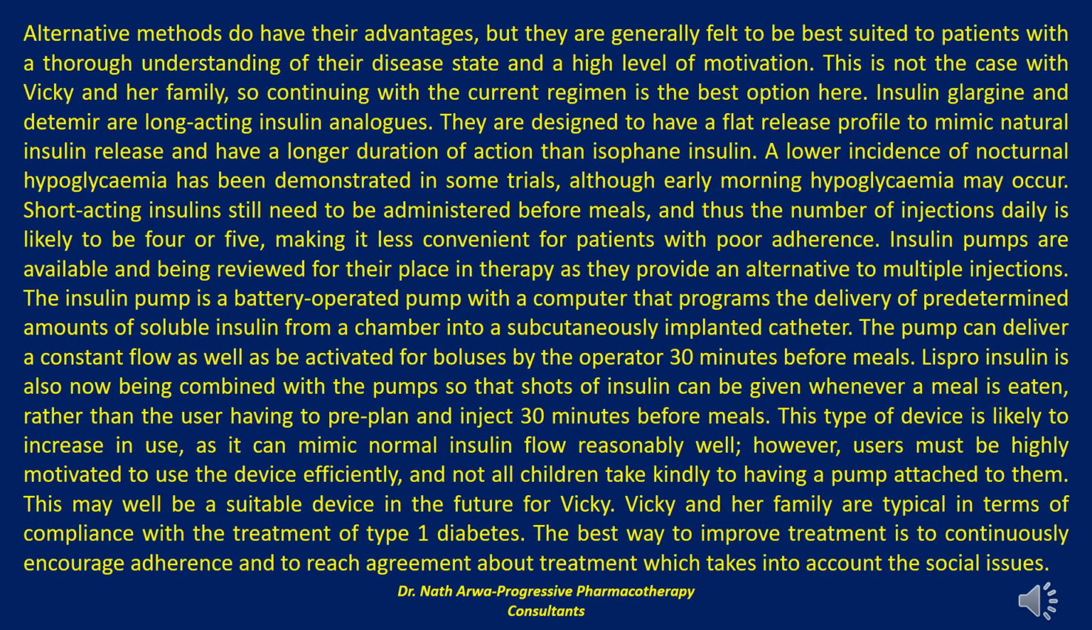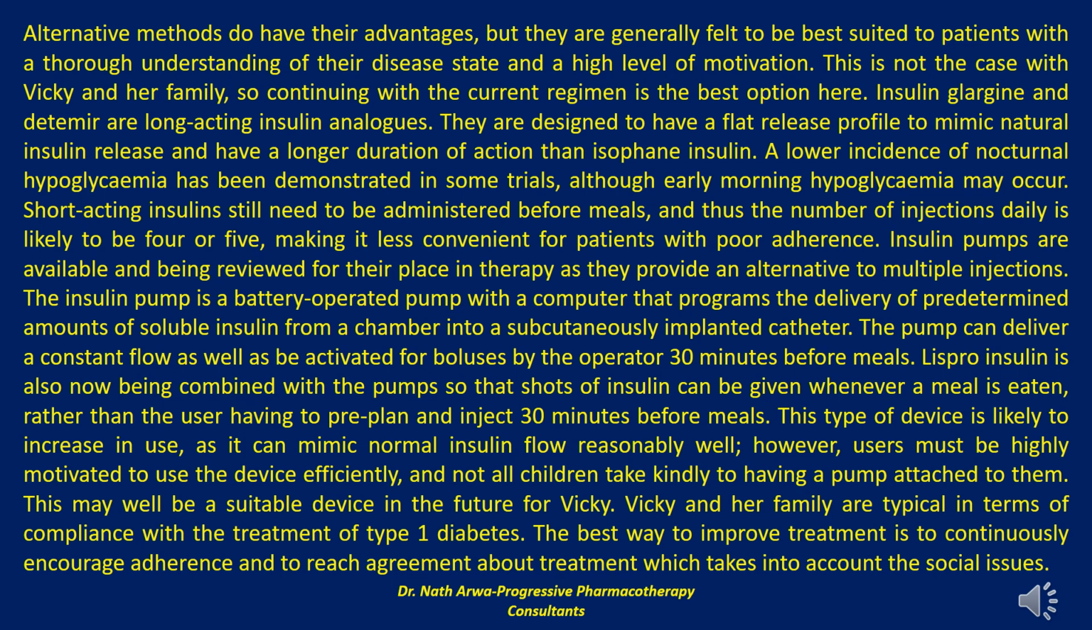Alternative methods do have their advantages, but they are generally felt to be best suited to patients with a thorough understanding of their disease state and a high level of motivation. This is not the case with Vicky and her family, so continuing with the current regimen is the best option here. Insulin glargine and detemir are long-acting insulin analogs.